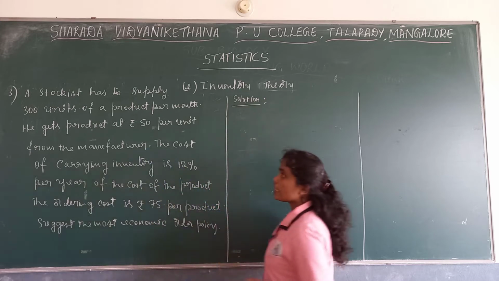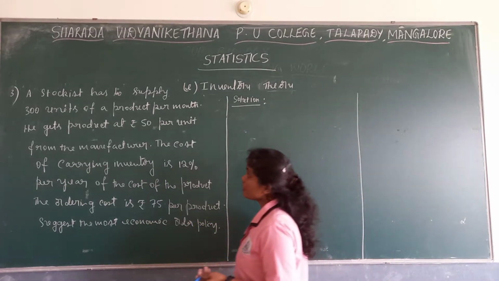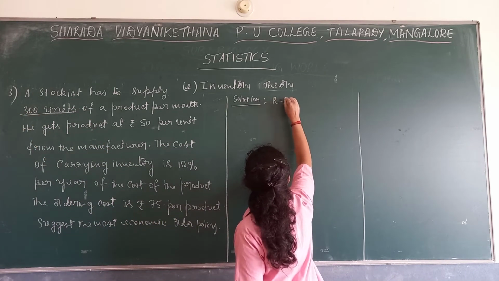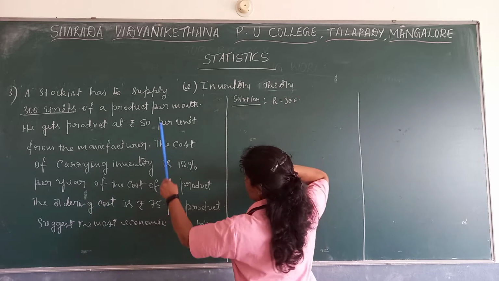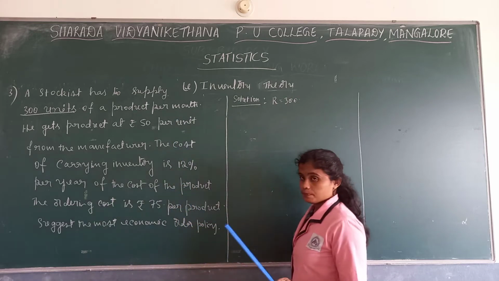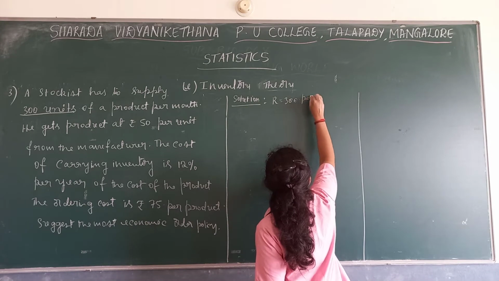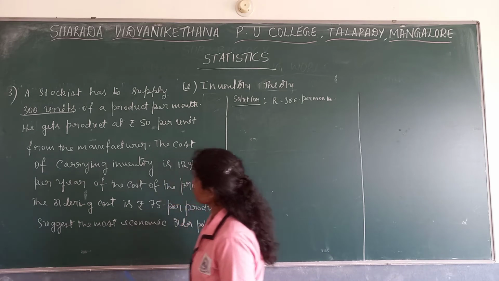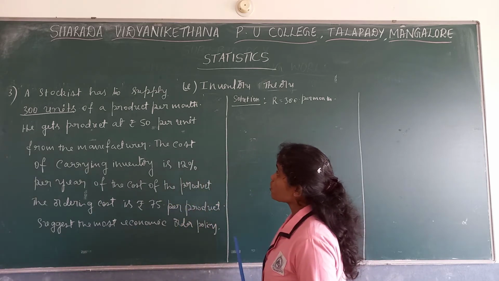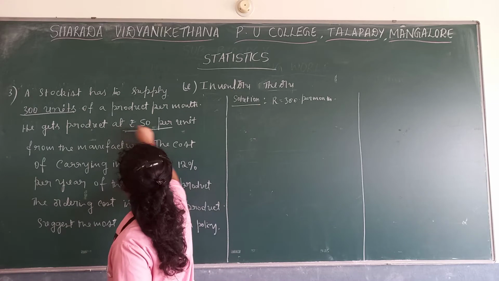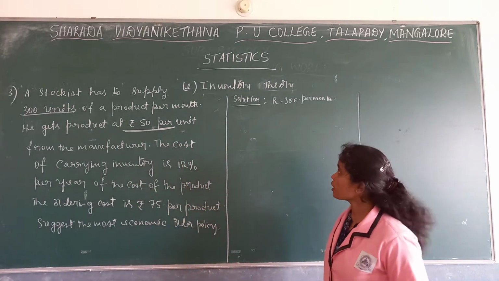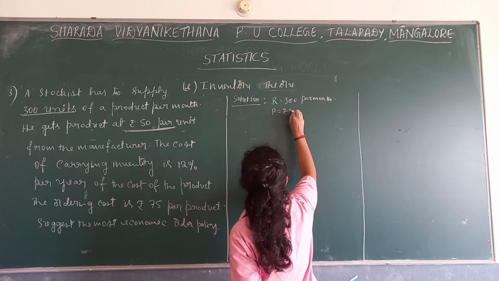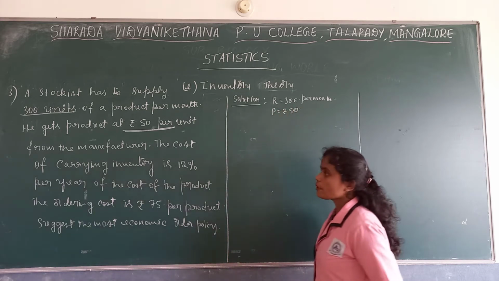Now what is that 300? We know that supply means it is nothing but demand. So R is equal to 300, that is per month, which they have given. Now he gets product at rupees 50 per unit. That we present in the form of P. P is equal to rupees 50 from the manufacturer.